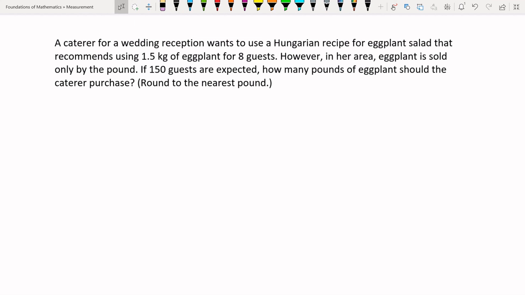A caterer who wants to make eggplants recommends using 1.5 kilograms of eggplants per 8 guests. So let's highlight that. However, in her area, eggplant is only sold by the pound. So we have eggplant sold by the pound, and we know we have 150 guests. How many pounds should be purchased?